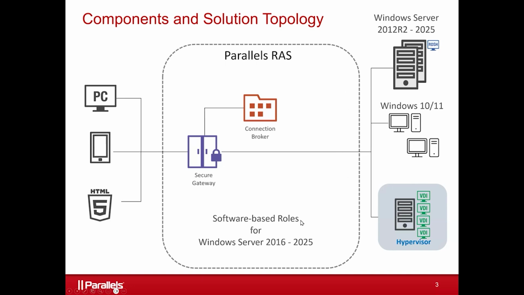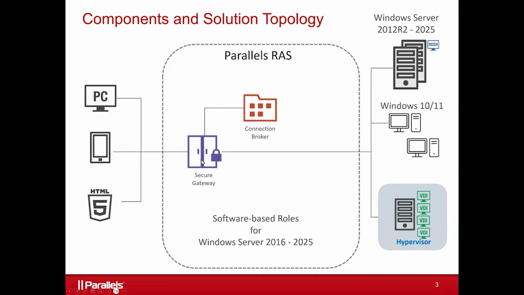Okay, so RAS sits somewhere in the middle, and we have two primary components. If you're familiar with Citrix, for example, you're probably familiar with terminology like delivery controllers or storefronts, right? Or if you're familiar with RDS platforms, you might know things like web access gateways or connection brokers. We have similar components, and the two main ones are called secure gateways and connection brokers. The gateway is the doorway into the system.